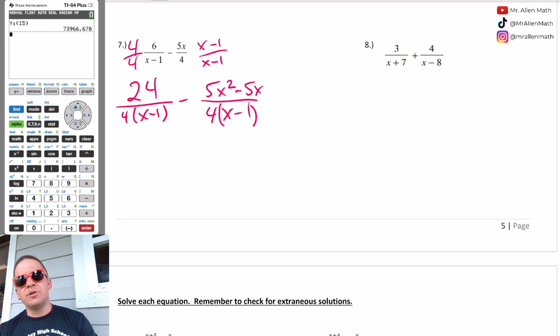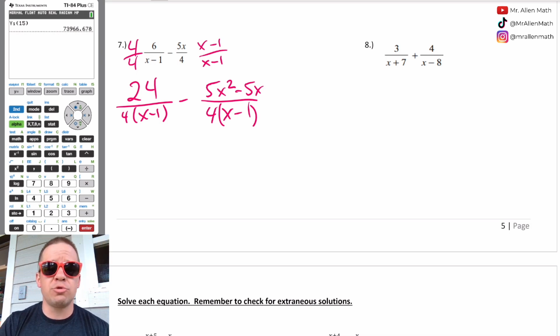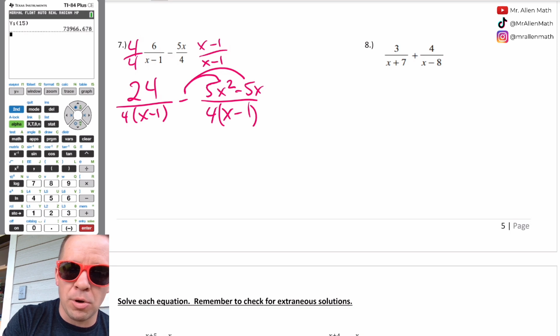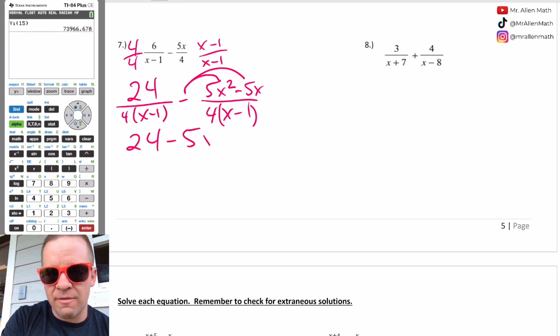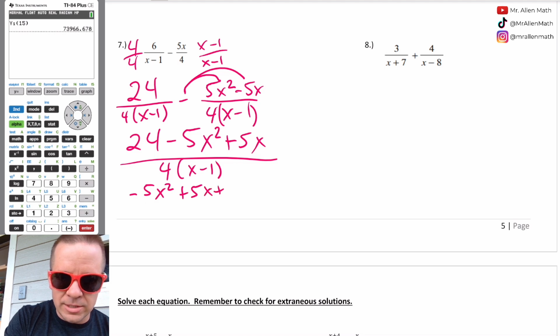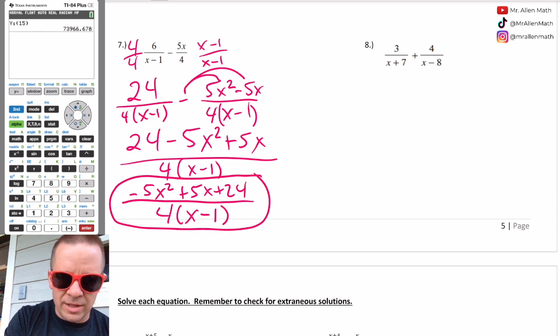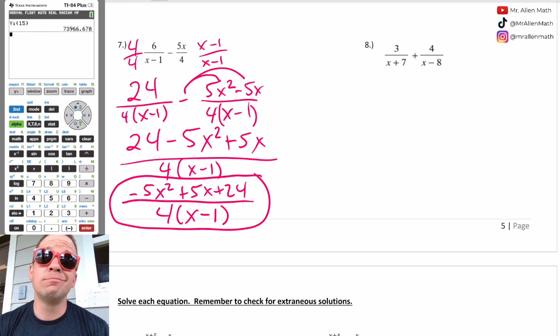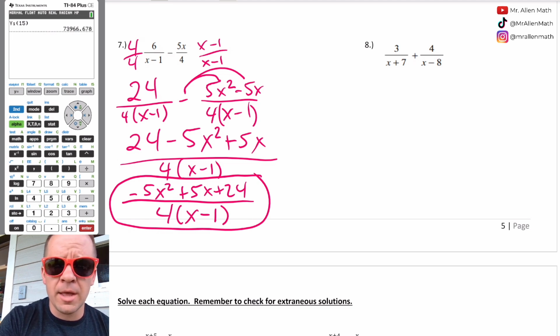Okay. So now what we got to do is we got to be careful because we are subtracting. This negative applies to both of these. So what we're going to have is 24 minus 5x squared plus 5x all over 4 times x minus 1. And I'm just going to go ahead and rearrange this. Negative 5x squared plus 5x plus 24 over that 4 times x minus 1. You can multiply that 4 times x minus 1 out or just leave it like this. I'm going to say leave it. Much easier, right?